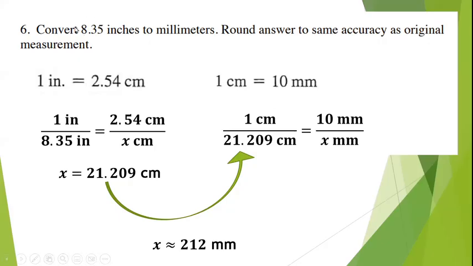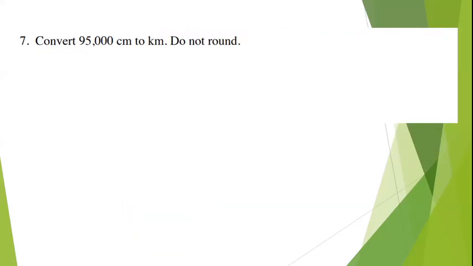And again, we want to match the number of significant digits of our original. Our original had 3 significant digits, so our final answer should also have 3 significant digits in it. So 212 millimeters. All right, next, we're converting 95,000 centimeters to kilometers.